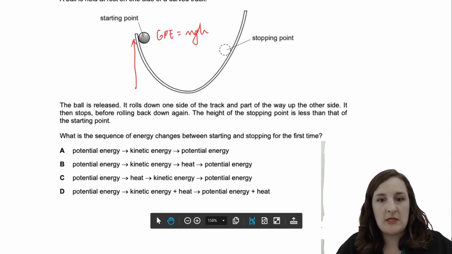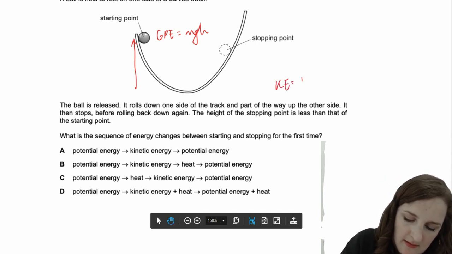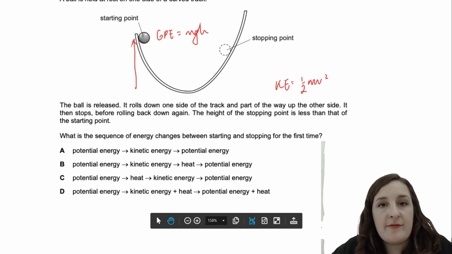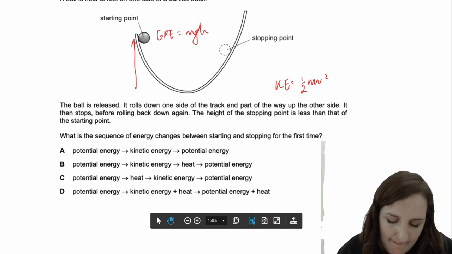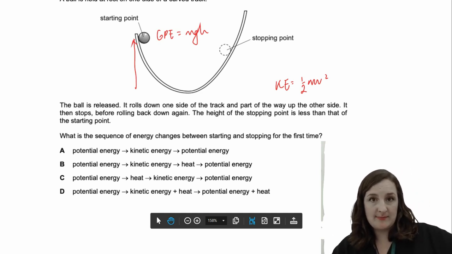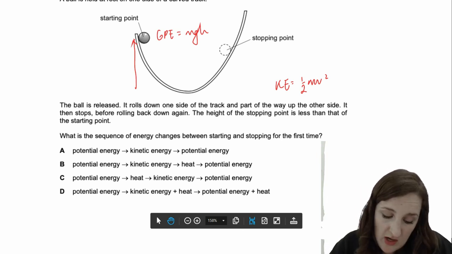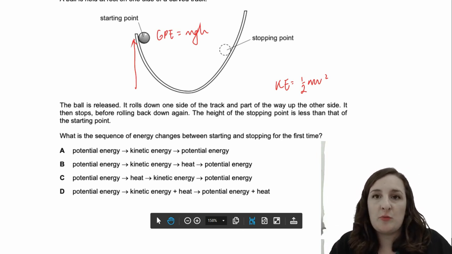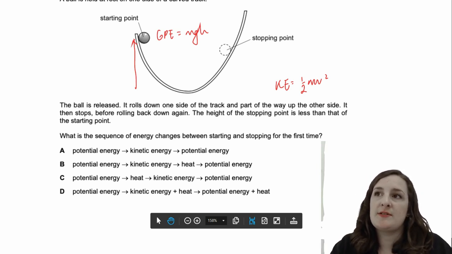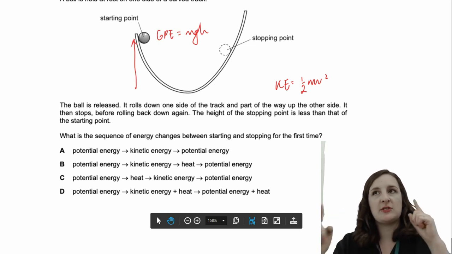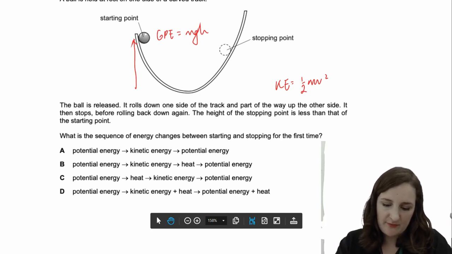Obviously, as it starts to roll down the slope, it will also speed up, and KE is a half mv squared. If the velocity is getting higher, so is the kinetic energy. That should be fairly obvious to you. And then once it's reached its lowest point and it's at its fastest point, and then starts to move back up the other side of the track, you know that that kinetic energy will be converted to gravitational potential energy again. Now, if there are no energy losses to the surroundings, there will just be a change from gravitational potential energy to kinetic energy, backwards and forwards, backwards and forwards.